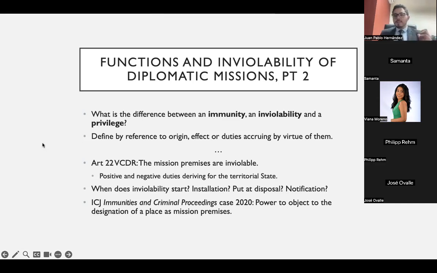Of course, this is not a practice that is undertaken every time. This is not very common. In fact, the court itself said that the state practice relating to the prior approval by the territorial state was not in any way uniform. It could be taken into account when interpreting the convention, but it was not a binding practice between the parties.